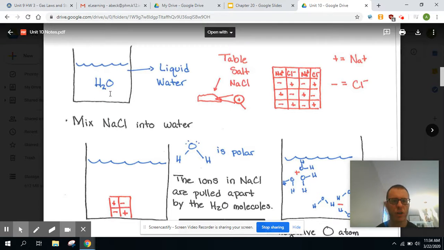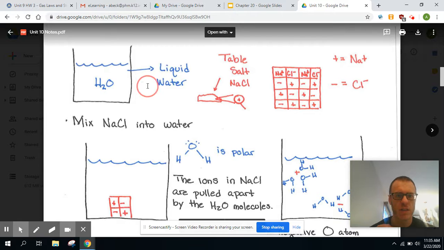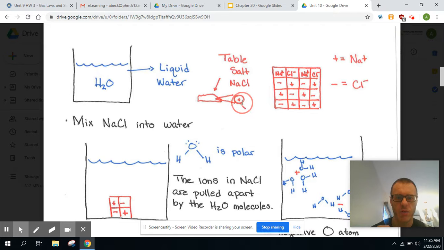Okay, guys, now we're going to go through what is happening when something actually dissolves. Here you can see I have liquid water, in blue. This is going to be our table salt. Now this guy is supposed to be a magnifying glass, like you'd see on a PDF document or something.